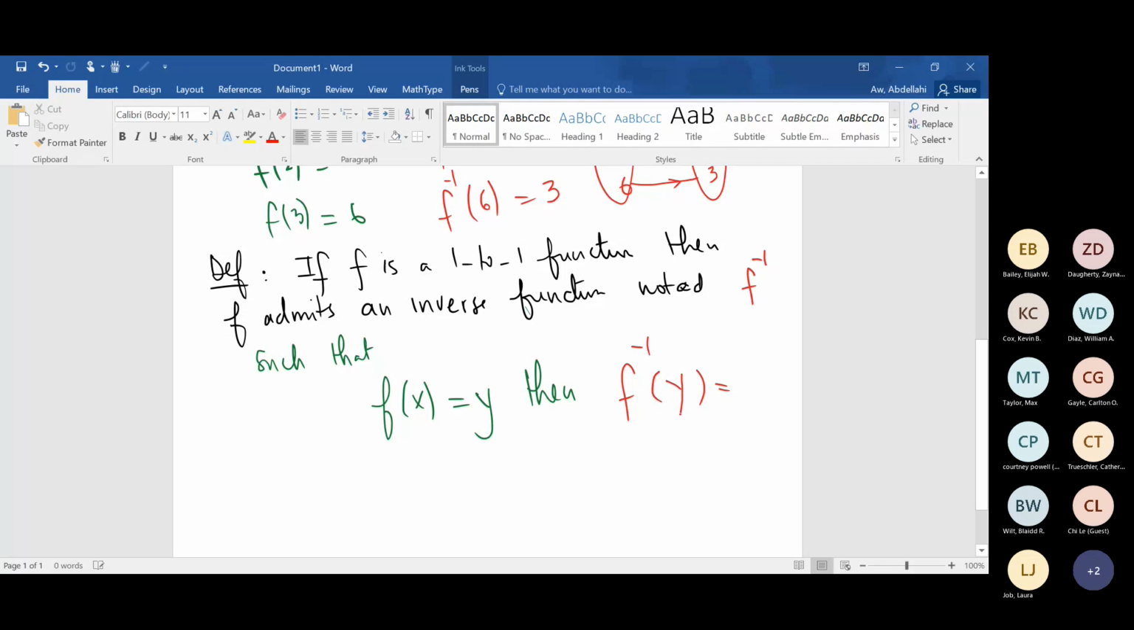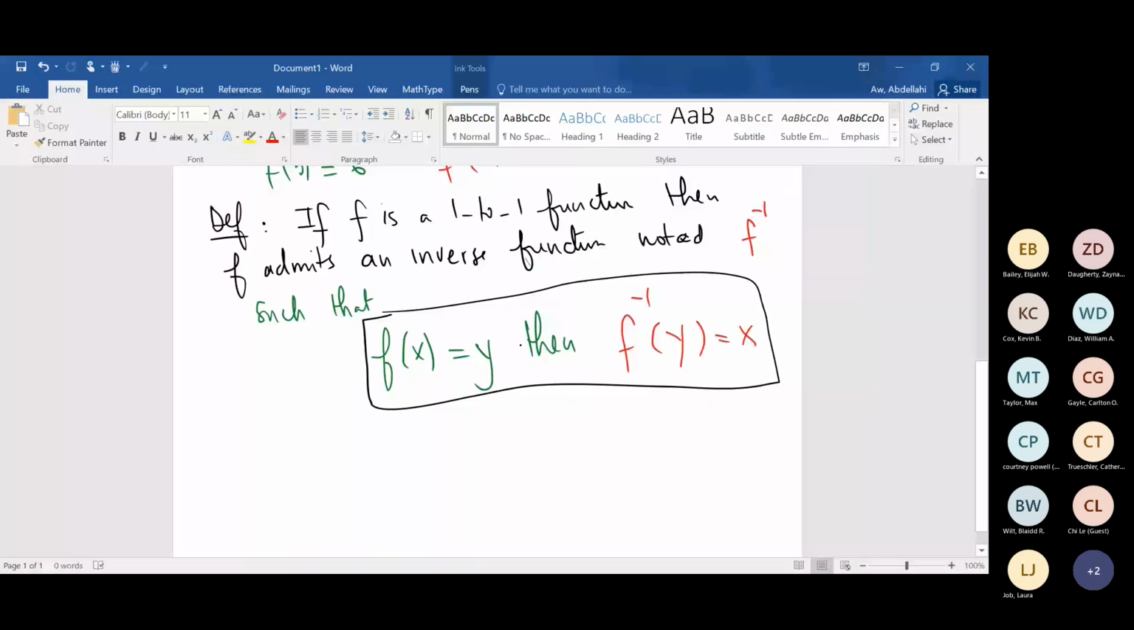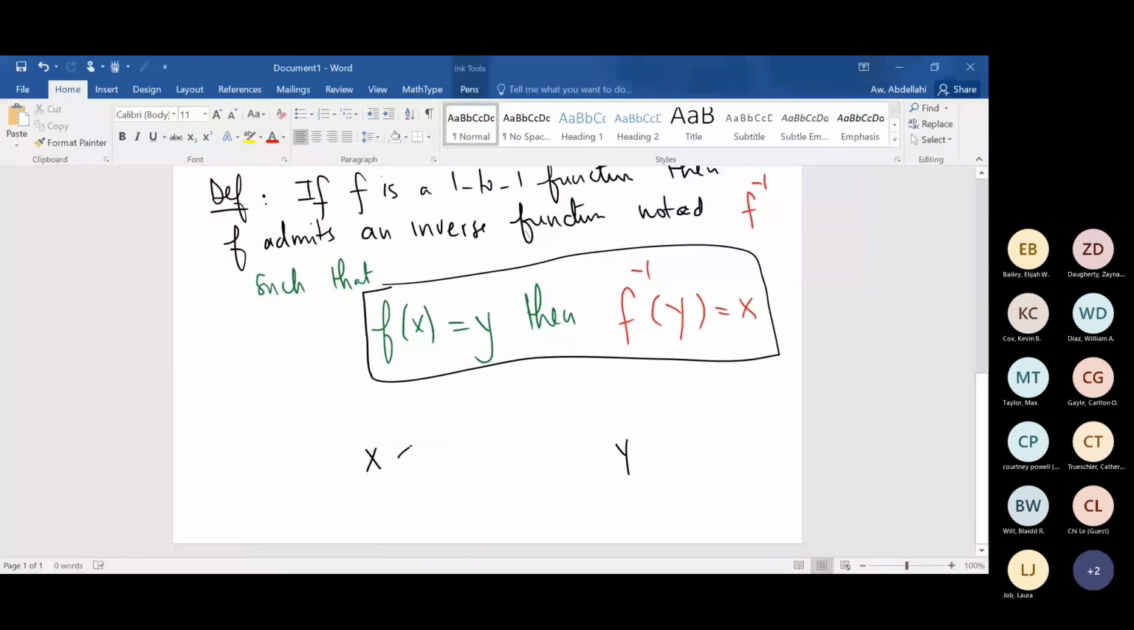You see, they swap variables. Whatever was in the domain of f will be now in the range of f minus 1. Whatever was in the domain of f minus 1 will be in the range of f, right? They swap variables. So basically, I have x here, I have y here. If I go this way, I get f. The inverse is when we go the other way around. You see? Like this. Okay?